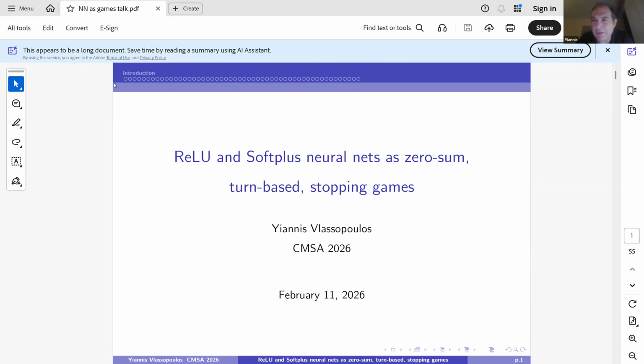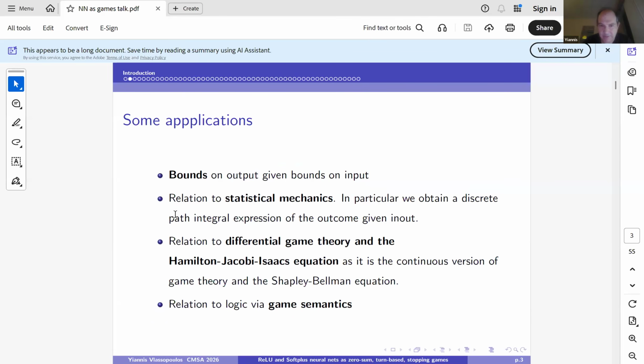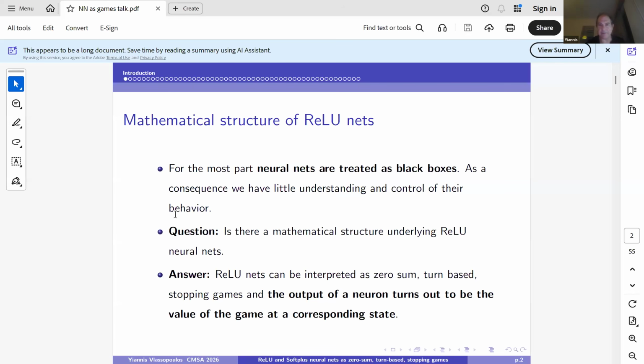What I want to talk about is some effort to understand the mathematical structure hidden behind neural networks, and in particular ReLU neural networks, which are some of the most commonly used. The idea is to stop thinking about neural networks as black boxes, where you just have an input and an output but no idea what's going on inside, what the mathematical structure underlying them is.